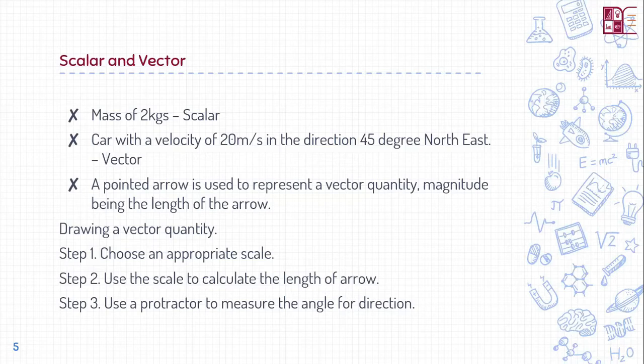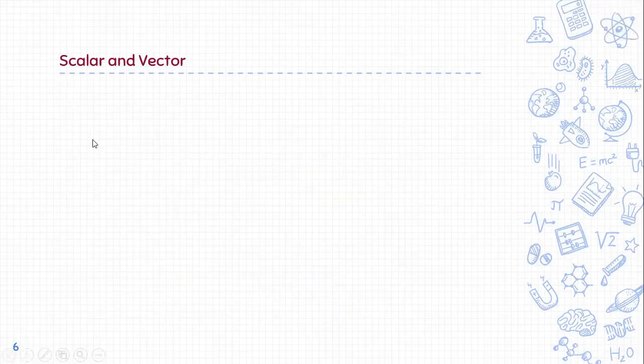So if they say that the magnitude is, let's say, 20 newtons, and your scale is 2 Newton per centimeter, the length of your arrow on paper would be 10 centimeters. And then you can use a protractor to measure the angle of the direction, such as in this case, if it is 45-degree northeast, let's say. We are supposed to draw this vector quantity of a car with a velocity of 20 meters per second in the direction of 45-degree northeast. This is what we're going to draw now.